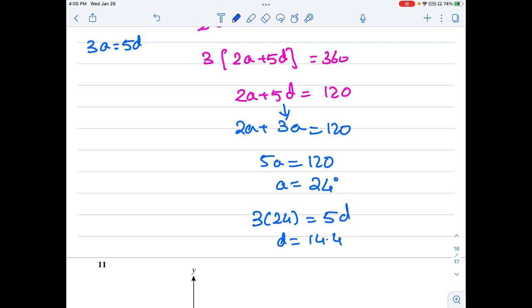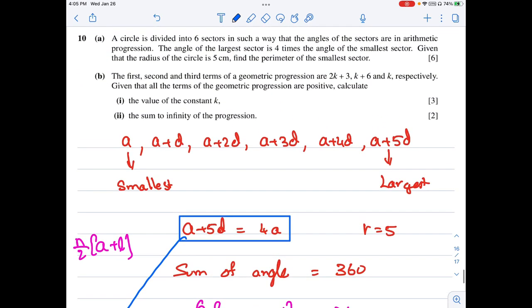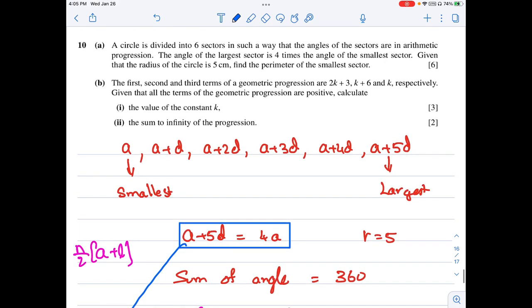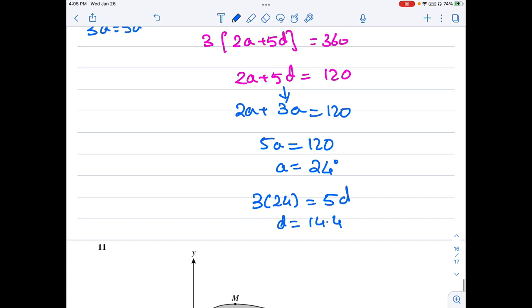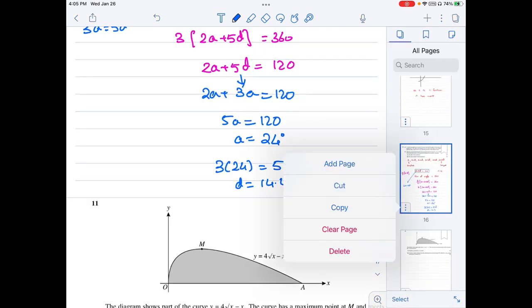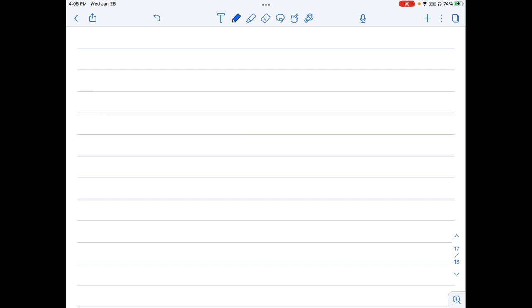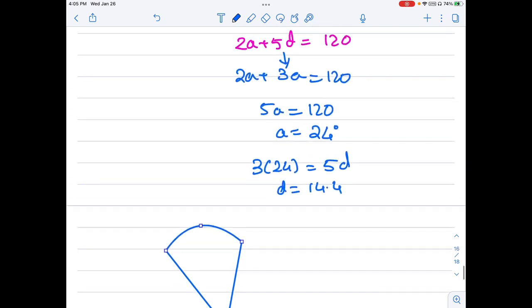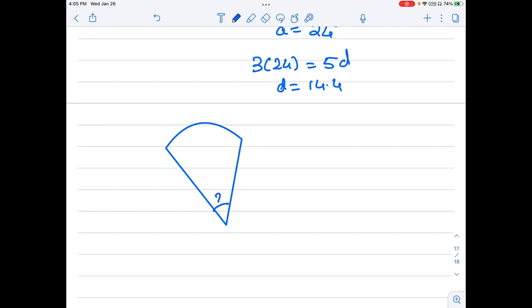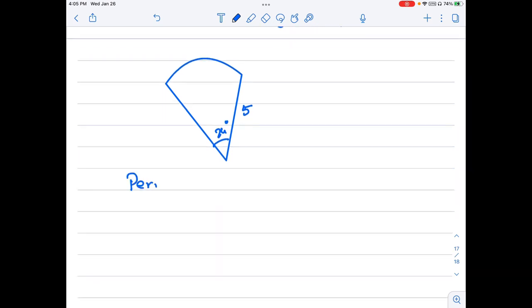So what is the value of d? 14.4. What is being asked now? Find the perimeter of the smallest sector. Perimeter of the smallest sector. If this is a sector, it may be the smallest one. So I want the perimeter of this one. This one is nothing but, just now we got 24 is the smallest angle. Radius is 5. So perimeter will be equal to radius plus r theta, length of the arc, plus radius.